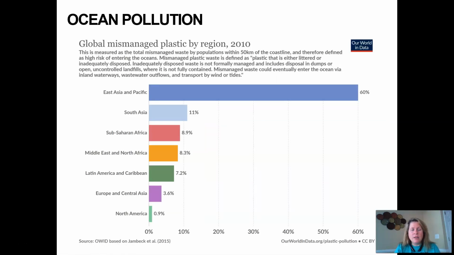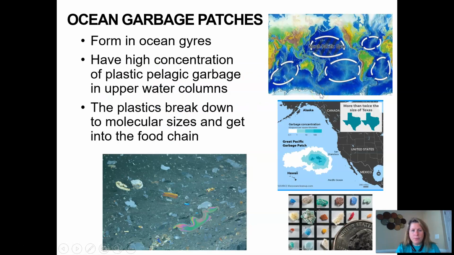And then again, as far as mismanaged plastic and where the plastic is coming from, the biggest source of all that plastic comes from Asia and the Pacific. And then you watched a video about some of these gyres, there's the North Pacific Gyre, where we have the Pacific garbage patch. And they've talked about it being larger than Texas. And it's full of garbage.